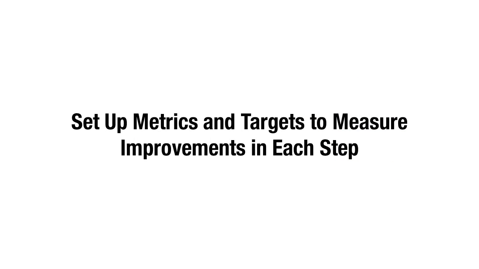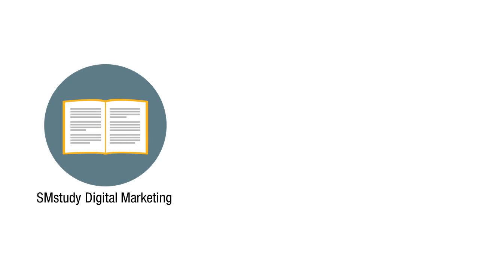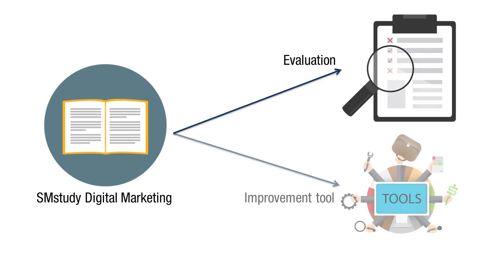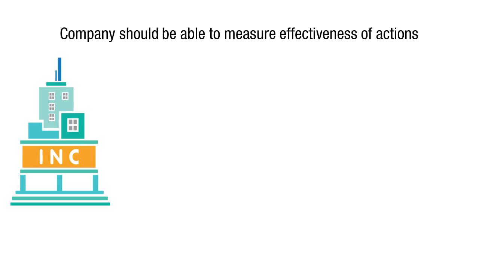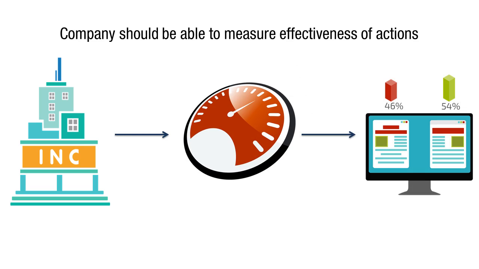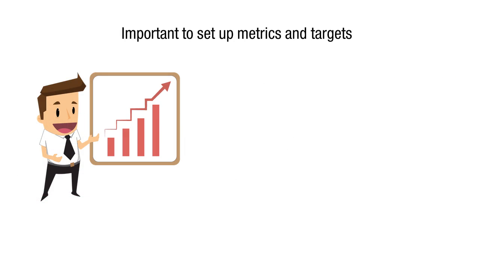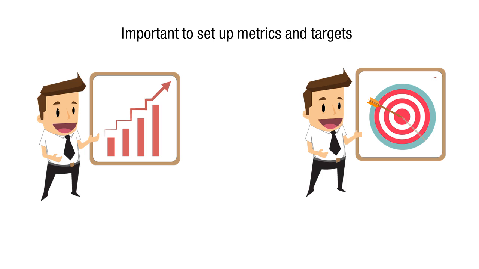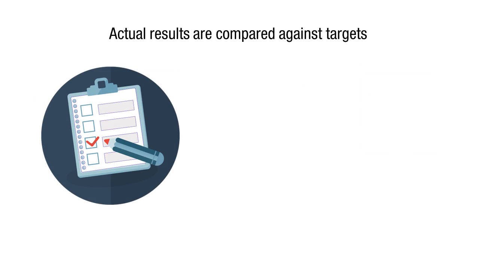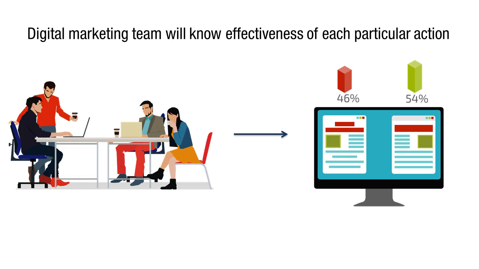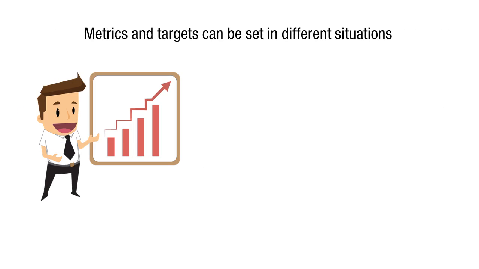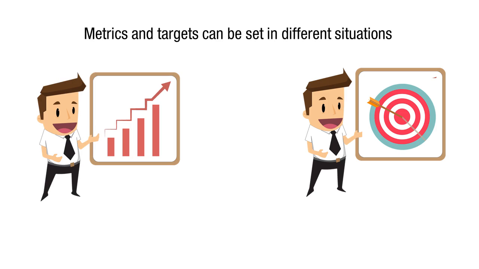Setting up metrics and targets to measure improvements in each step is the fourth and final step in the SMstudy Digital Marketing Evaluation and Improvement tool. Once improvement opportunities are identified, a company should be able to measure the effectiveness of actions undertaken to implement those improvements. For this, it's important to set up metrics and targets for each action. It's only when the actual results are compared against the targets that the digital marketing team will know how effective each particular action is. Some examples of how metrics and targets can be set in different situations are the following.